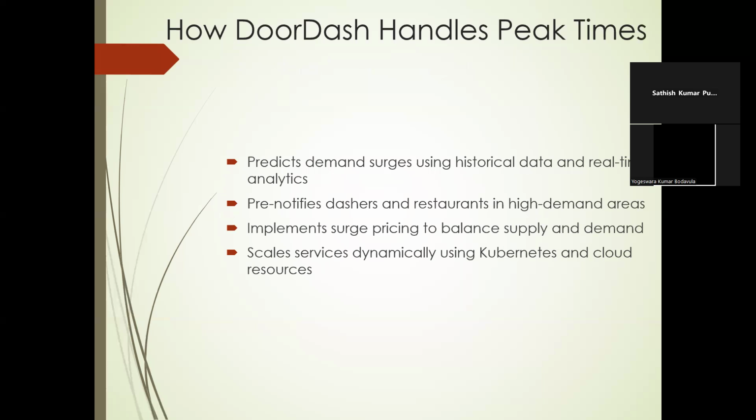And now we go to how DoorDash handles peak times. It predicts demand using historical data and real-time analytics, and it pre-notifies dashers and restaurants in high-demand areas. It implements surge pricing to balance supply and demand, and scales services dynamically using Kubernetes and cloud resources.